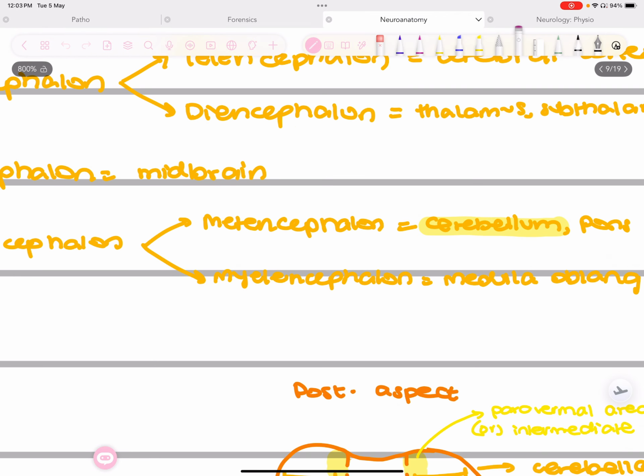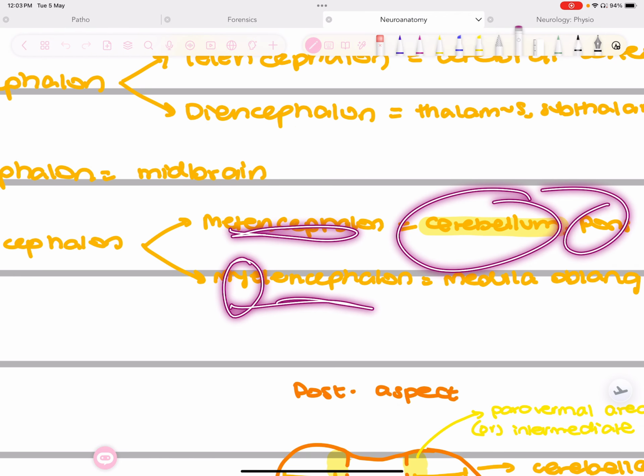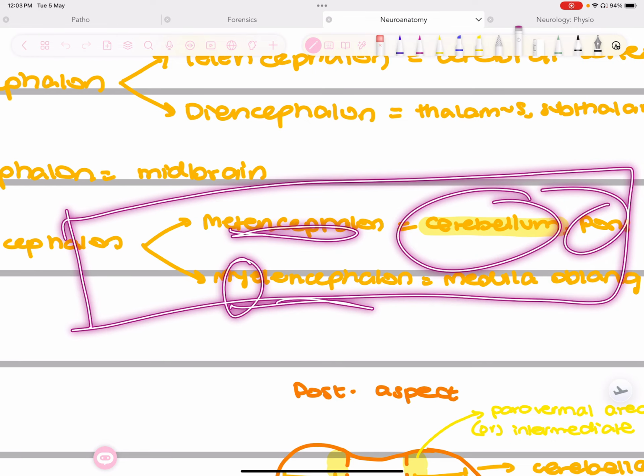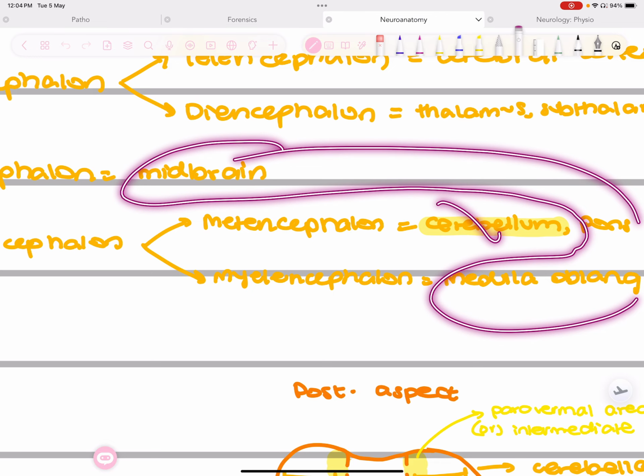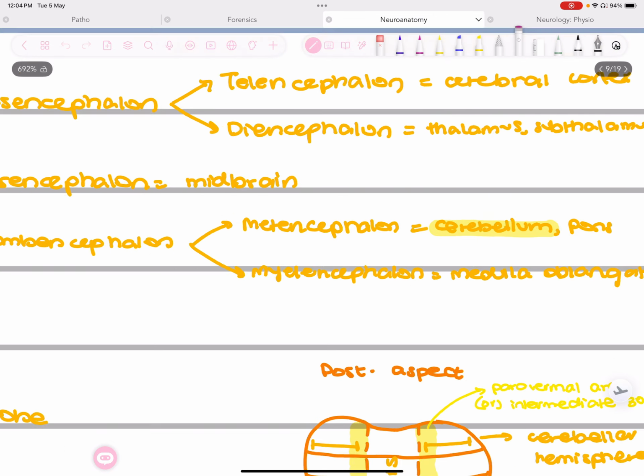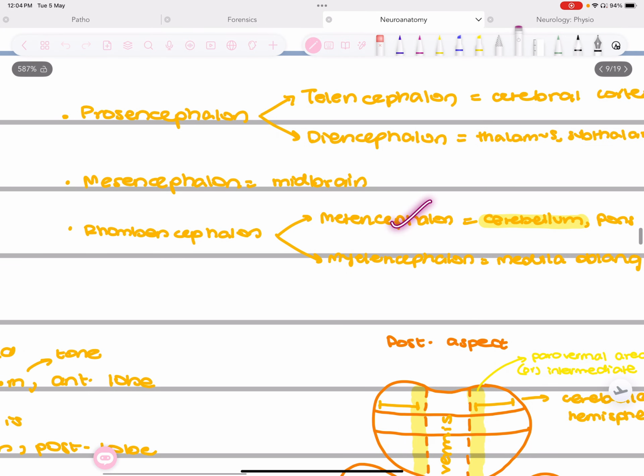Now, myelencephalon is medulla oblongata. Metencephalon is the one that has cerebellum and pons. So this is your hindbrain. What's your brainstem? So midbrain, pons, and medulla oblongata. This is your brainstem exclusive of your cerebellum, right? So cerebellum comes under metencephalon.